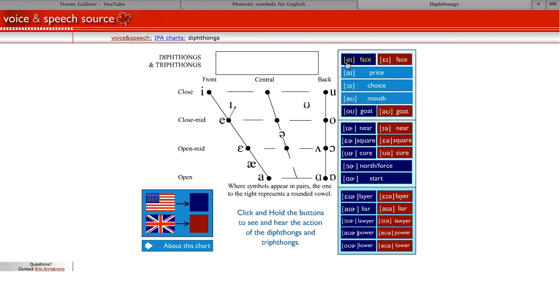So let's hear it, slowing it down. Face, face, face. If you slow that down as you pronounce it, you'll probably hear that you're starting with an eh sound of some sort and moving towards an I.